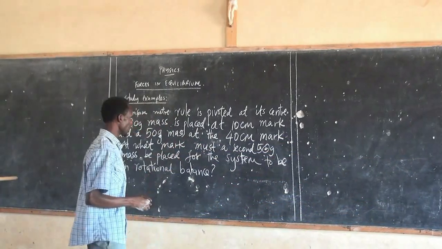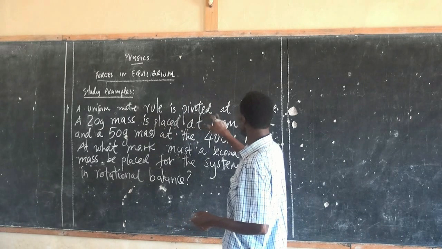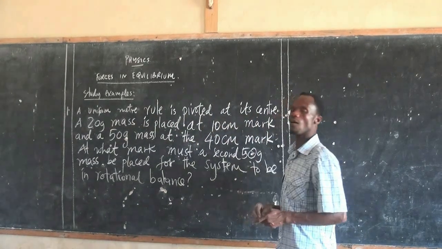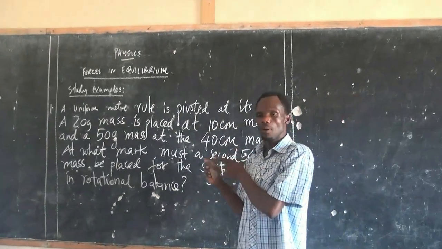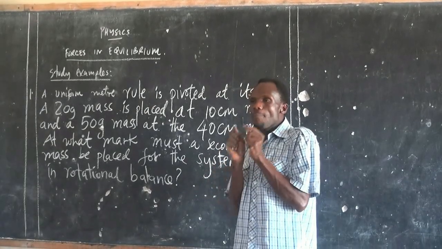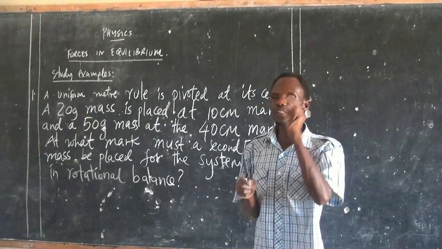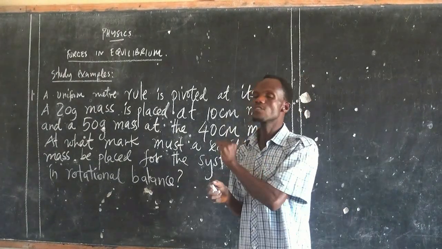I've written one of them here. Our question is, a uniform metal loop is pivoted at its center. In learning forces in equilibrium, every statement has its meaning. It is very important to understand every statement with its meaning.